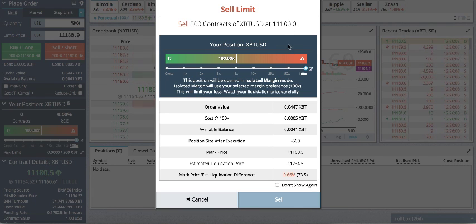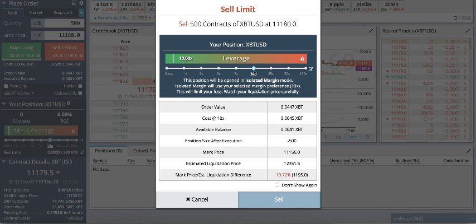So to avoid that, you can start with lower leverage. The system is absolutely awesome because it actually allows you to adjust your leverage.